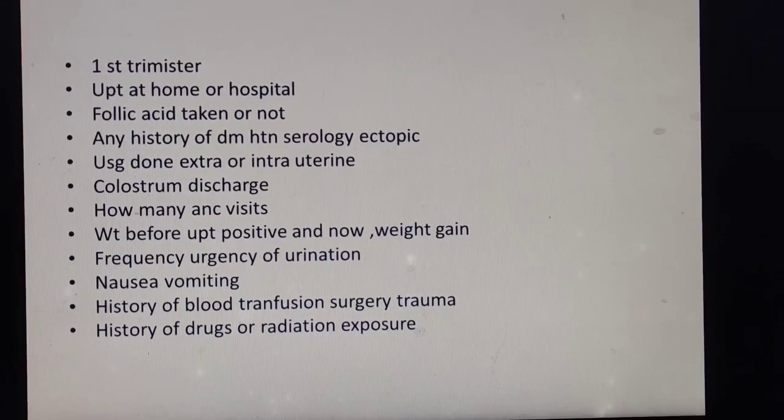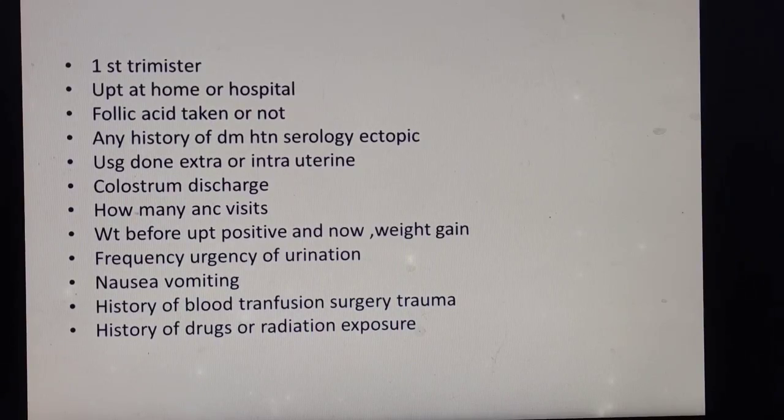And ask whether any milkish discharge is coming from the breast or not. Okay, this can come out in the first trimester also. Along with this, you have to ask the patient how many ANCs, antenatal checkups, have you done, how many times have you done, and at what time have you done. Okay, this is very important, right?